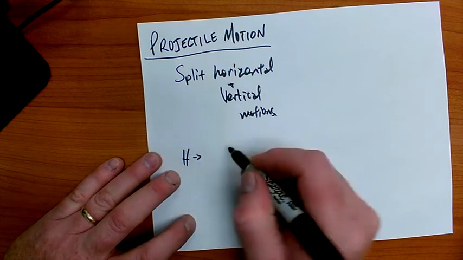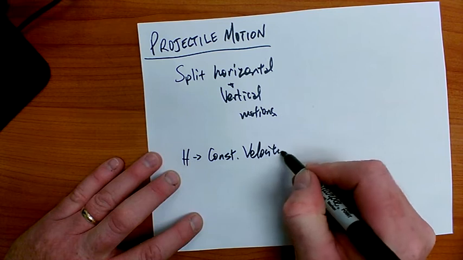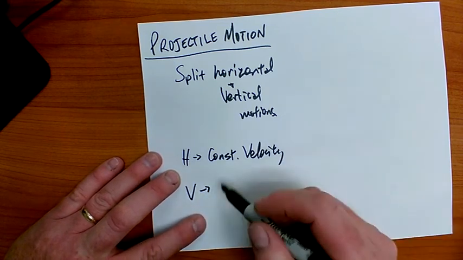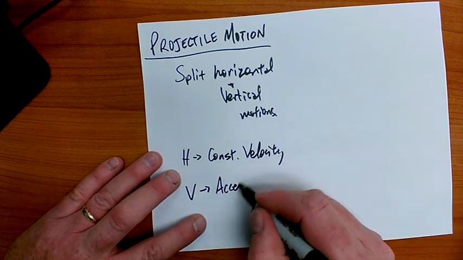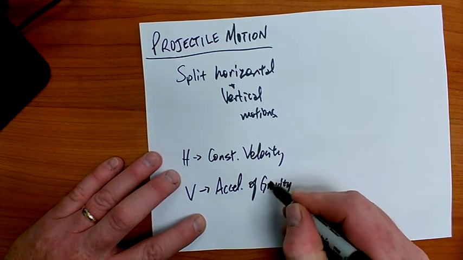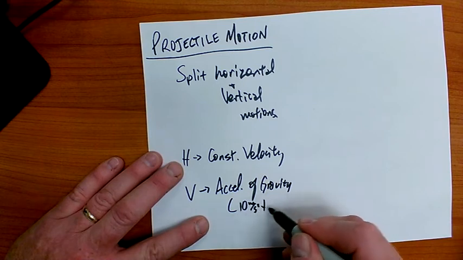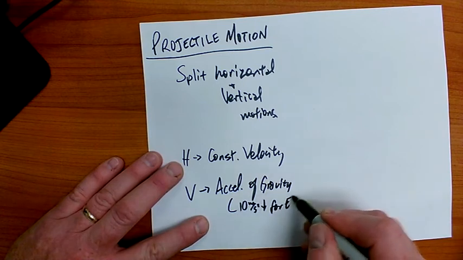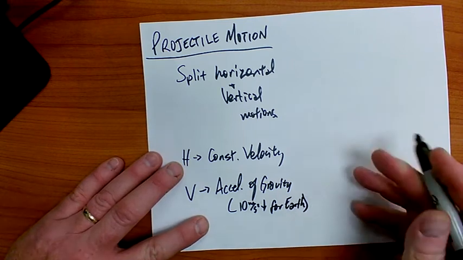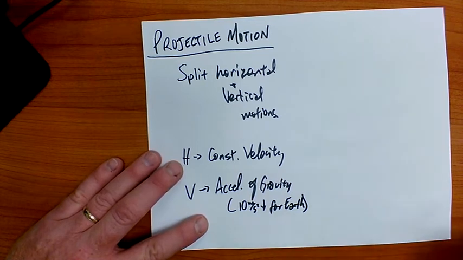Horizontal motion, we know we have constant velocity. And vertical motion, we know we have acceleration of gravity, which for the Earth we know is 10 meters per second squared downward. 9.8, whatever you want to use. We use 10, makes the math a little bit easier, and it's pretty close.